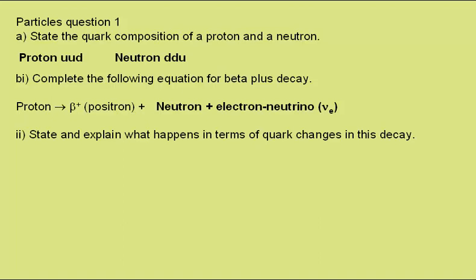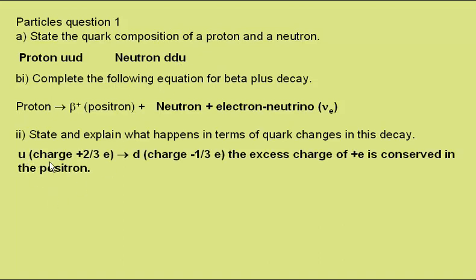B part 2. State and explain what happens in terms of quark changes in this decay. Well, basically we're taking a proton of up, up, down, and it becomes a neutron down, down, up, which can be achieved by turning one of the ups into a down. This is what happens, so an up with charge plus 2/3 the charge of the electron becomes a down with a charge minus 1/3 of the charge on the electron. The excess charge of the charge on the electron is conserved in the positron, which is ejected.